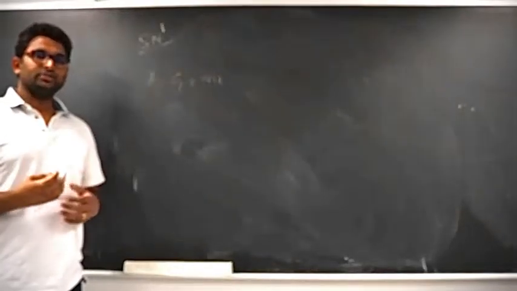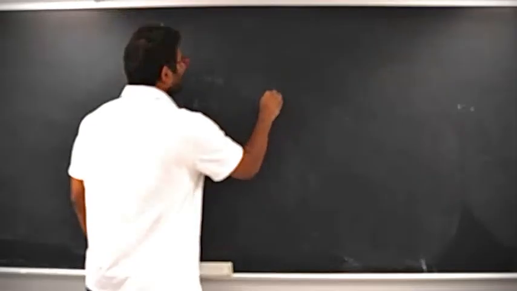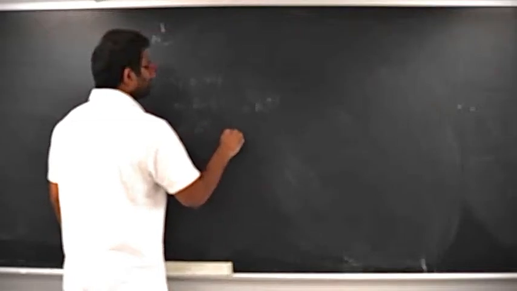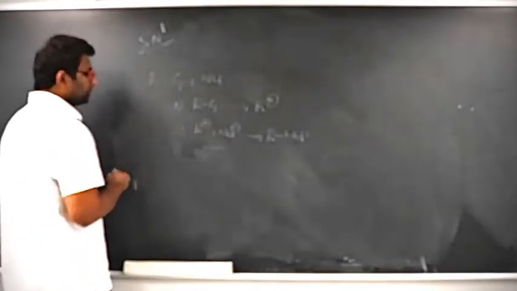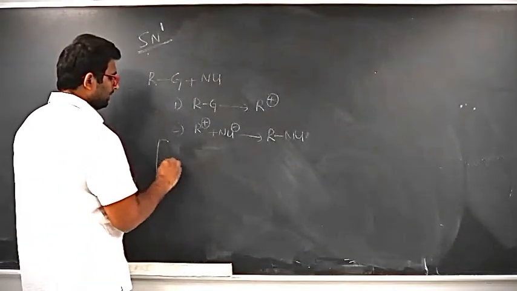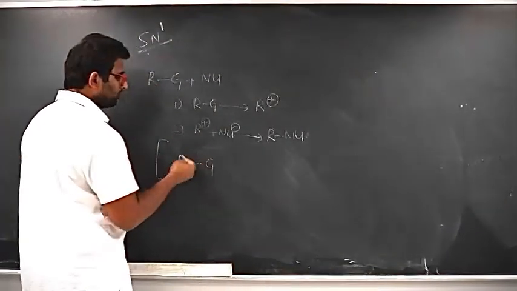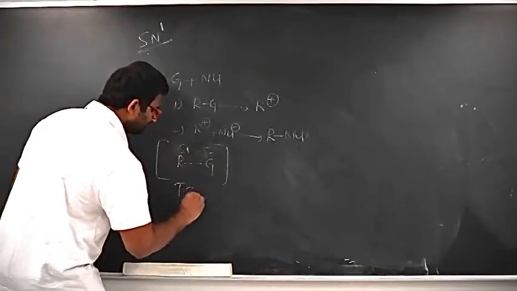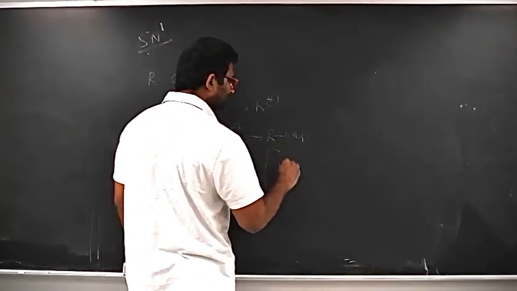So let's see what the transition states look like in SN1. In the first step, formation of carbocation. In the second step, reaction of the nucleophile. So there will be two transition states. The first transition state will be when the leaving group leaves. Transition state 1. And transition state 2 will be when the nucleophile attacks.